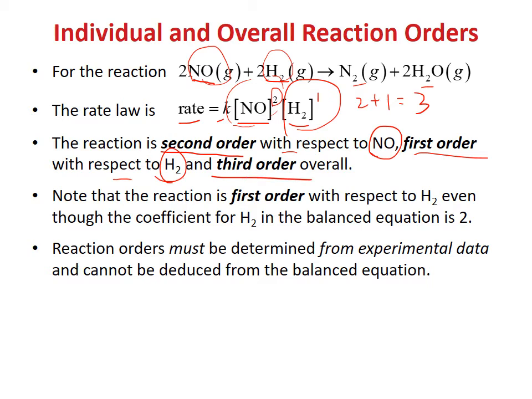And note that the reaction is first order with respect to hydrogen, even though the coefficient for hydrogen in the balanced equation is 2. So if you look at this balanced equation, the overall reaction, the coefficient is 2. But the rate law shows that the reaction is first order instead of second order. In other words, you cannot predict the rate law just by looking at the coefficients of the balanced reaction equation. The reaction order must be determined from experimental data.